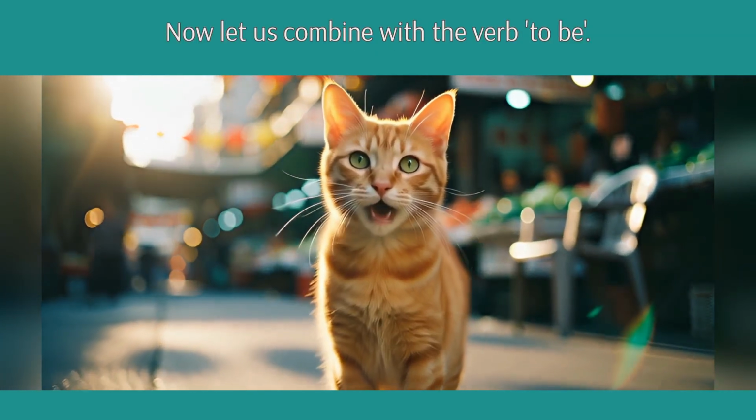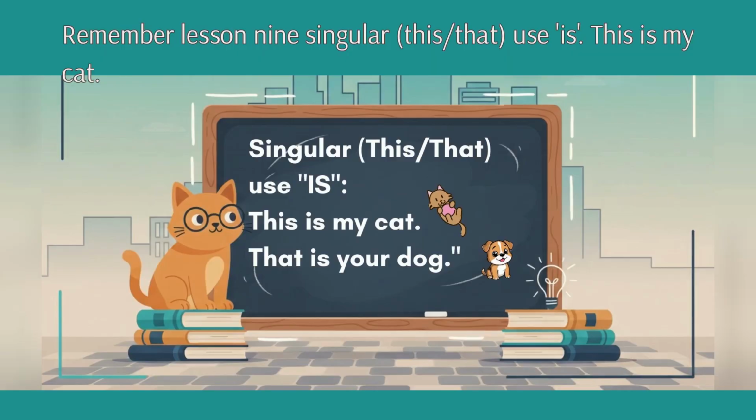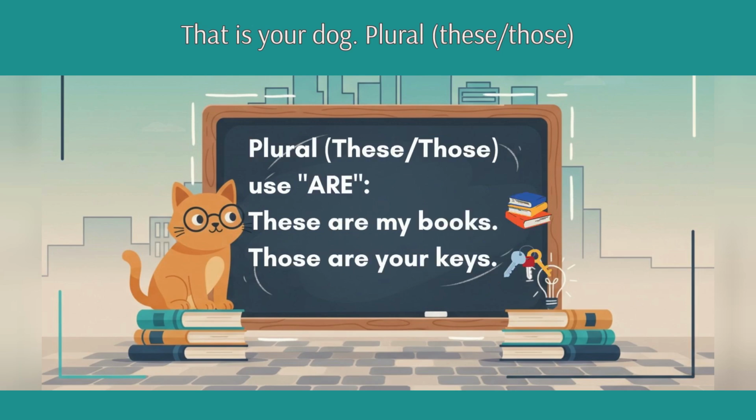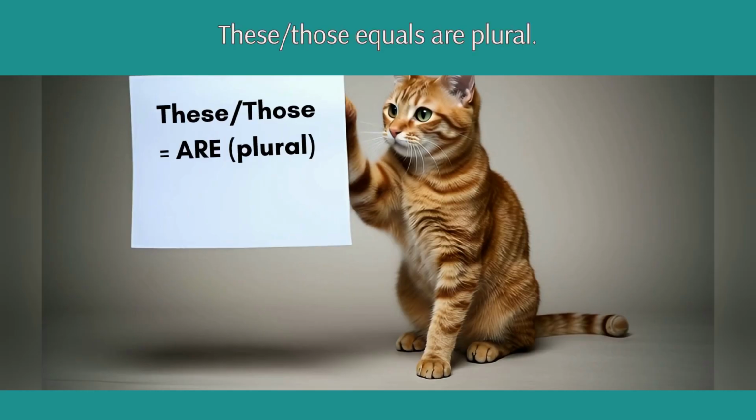Now let us combine with the verb to be. Remember lesson 9. Singular, this, that. Use is. This is my cat. That is your dog. Plural, these, those. Use are. These are my books. Those are your keys. Important rule: this, that equals is, singular. These, those equals are, plural.